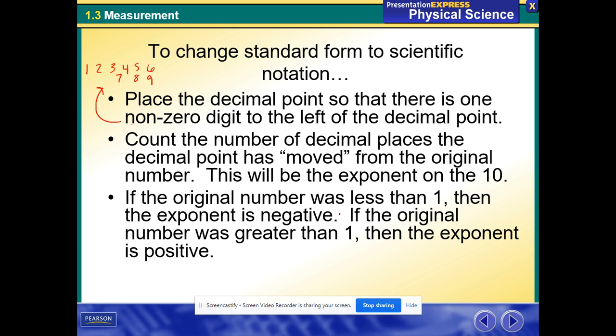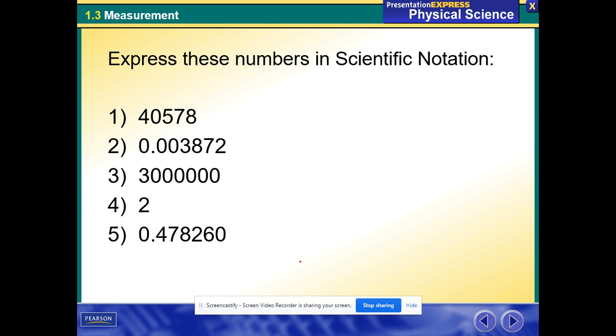If the number was less than 1, you're going to make that exponent negative, and if it was greater than 1, you're going to make that exponent positive. So let's do a couple examples. We're going to want to put these numbers in scientific notation.